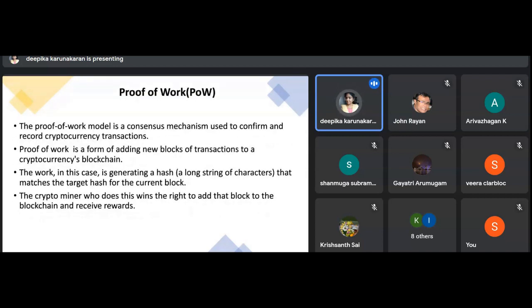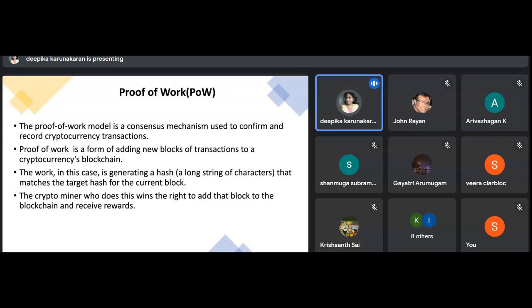And proof of work. Before getting into this, I would like to say about consensus algorithms. As I have said earlier, consensus is a general agreement between the nodes. The majority of nodes will be participating in the blockchain network. All the nodes will agree upon the consensus, and only after that is a block mined and added to the blockchain.